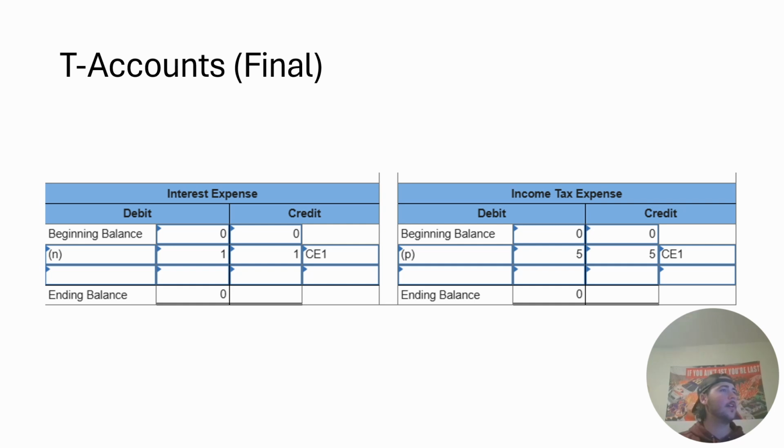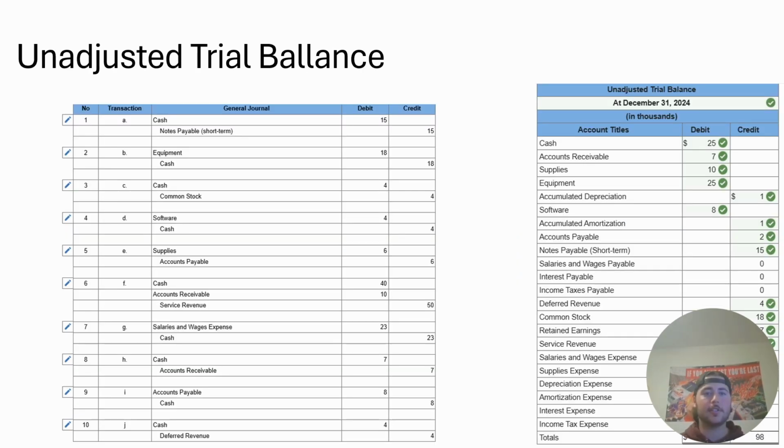Those are some of the temporary accounts, the expenses. We'll get to it later. Unadjusted trial balance. For the unadjusted trial balance, I have the journal entries here because you can use that, and it's just using the balances from our T accounts, which you get from your journal entries. It's not adjusted. The purpose of this is to check that total debits equal total credits.